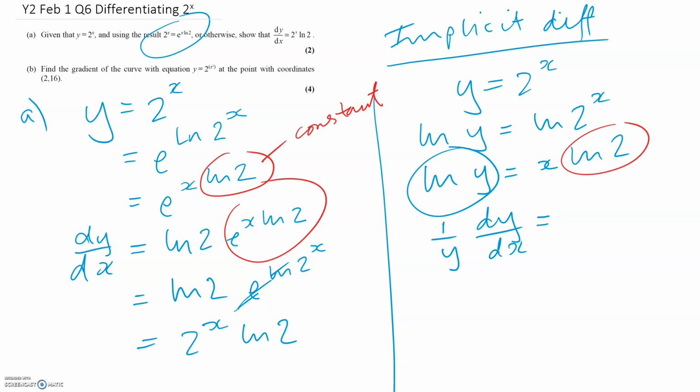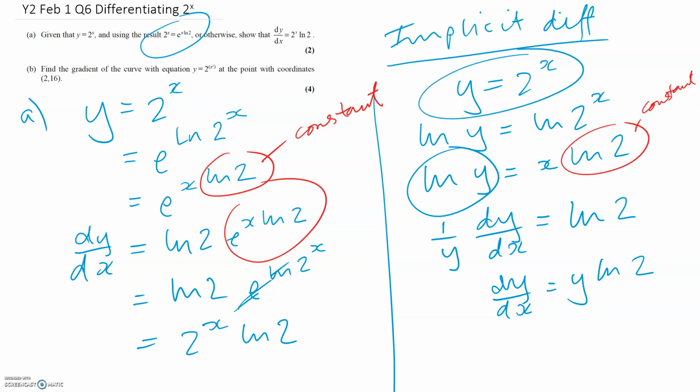As in the previous method, on the right hand side, this is just a constant. So remember, when you differentiate x ln 2, it's no different from differentiating 2x or 3x. So when we differentiate the right hand side, we're just left with ln 2. And now we're nearly finished. We just need to get dy by dx on its own. So that equals y ln 2. And don't forget that y actually equals 2 to the power of x. So we can write it like that. And we've finished.